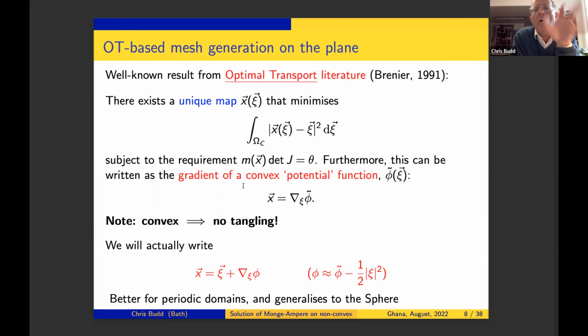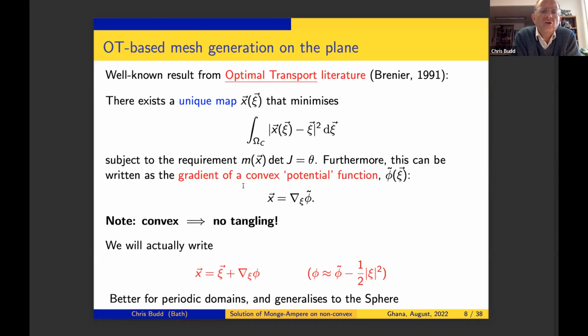So the map from the computational domain to the physical domain, which equidistributes the monitor function and also minimizes the deviation from uniformity, is the gradient of a convex function phi. And this is wonderful. It's pure magic. Why is it magic? Well, it tells me that a mesh exists. It tells me that I can compute it. And it tells me that I don't need to worry about complicated geometrical structures. All I need to do is find this function phi, which is a scalar function. And then once I differentiate it, I've got my mesh.